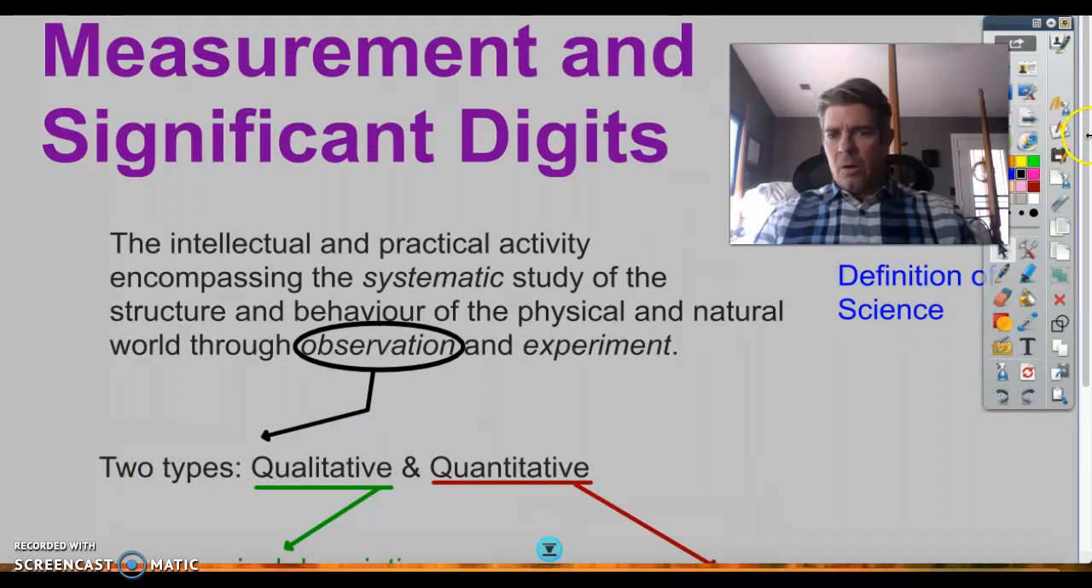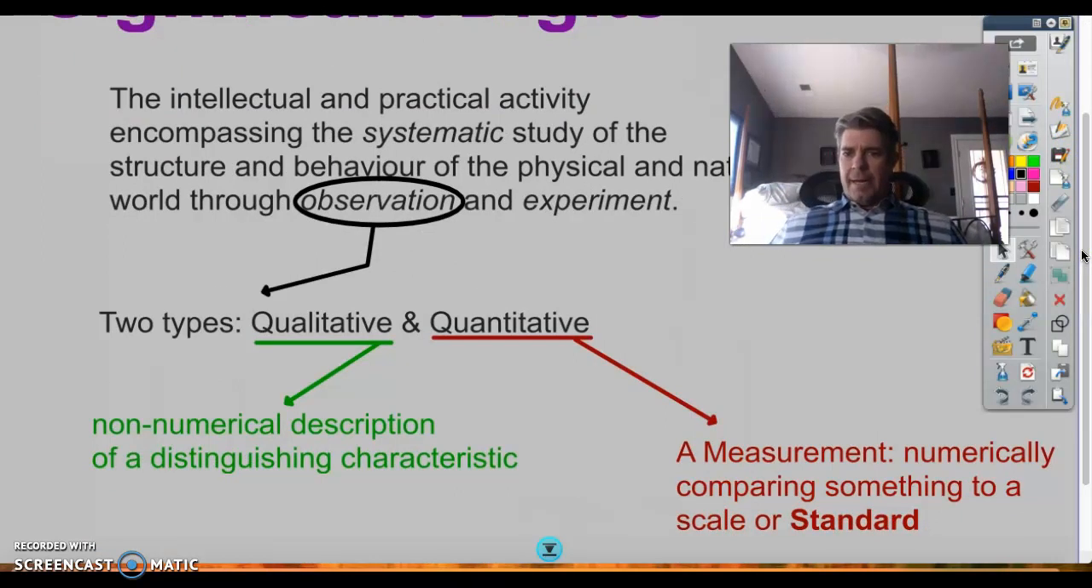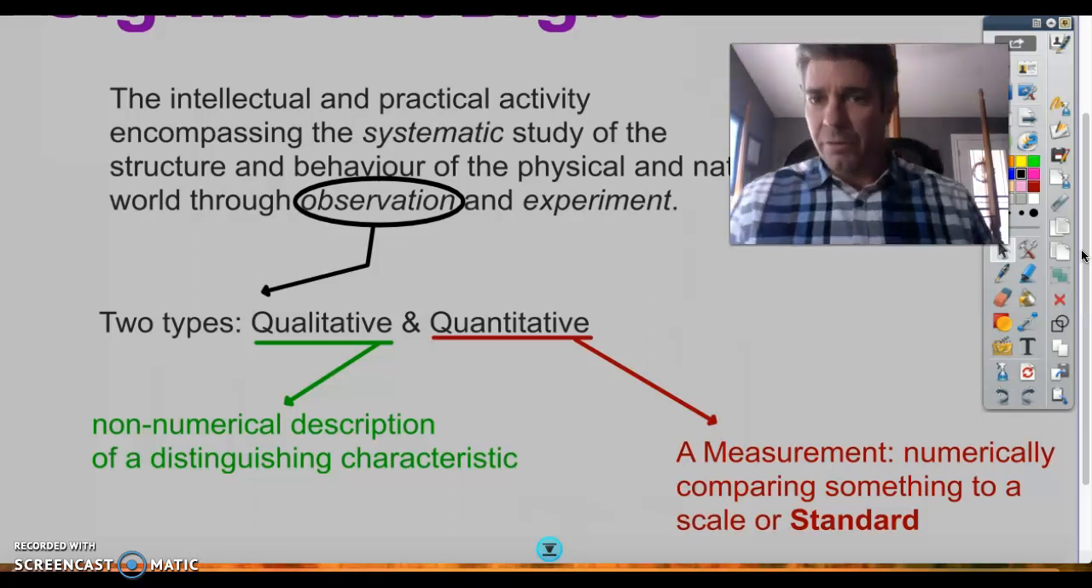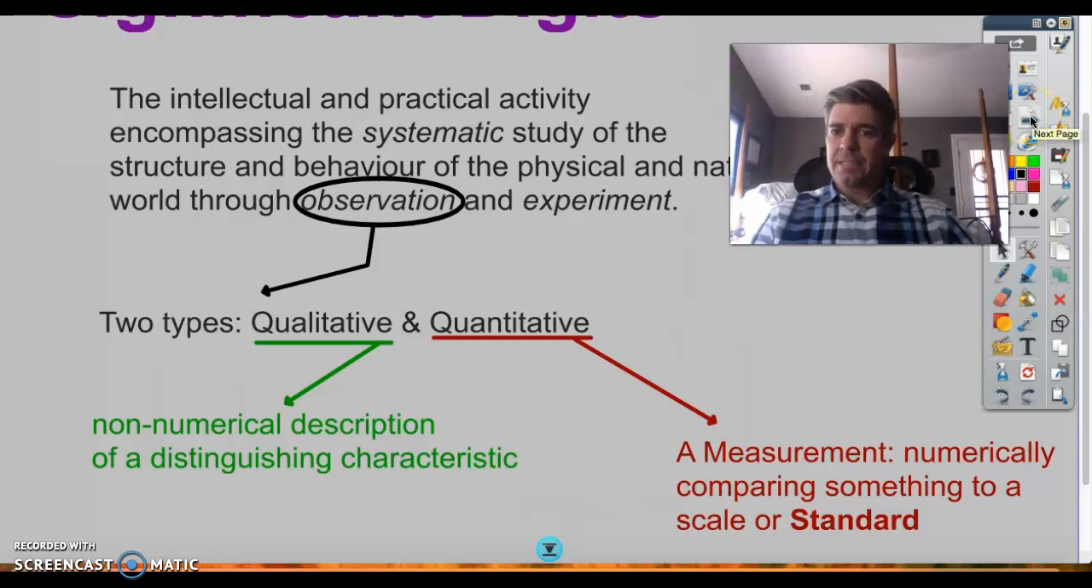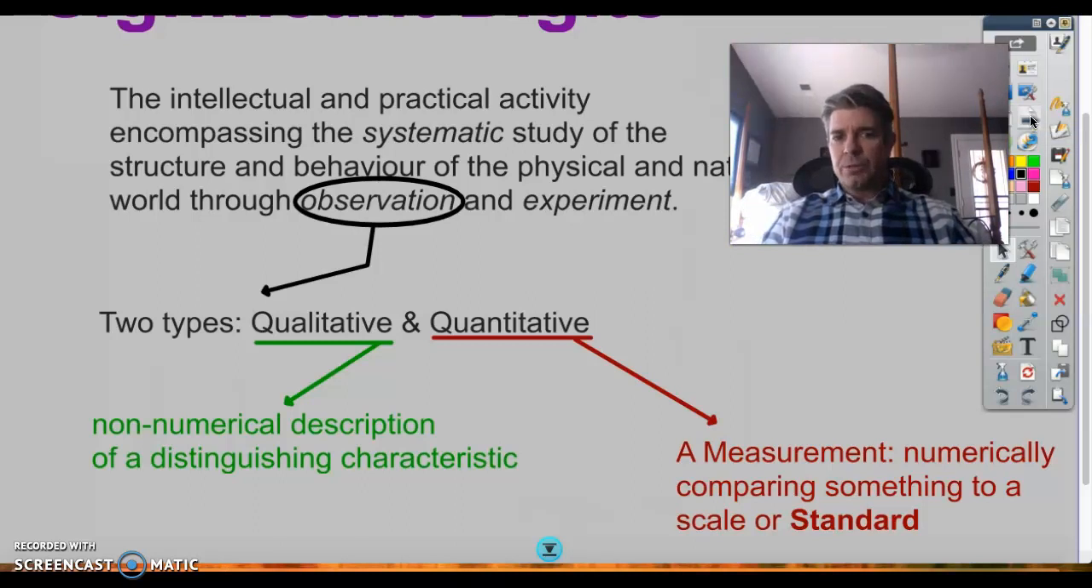What we're going to look at a little more today, though, is the quantitative. When we say quantitative, this is the numbers. This is the measurement. This is using those units, numerically comparing something to a scale or standard. Standard being that system, the international system that we use. Those would be all the fundamental units that we'll learn about probably in the next video. So qualitative, non-numerical description. Quantitative, quantity is that measurement, those numbers that go along with it, this standard set of units that we can use.